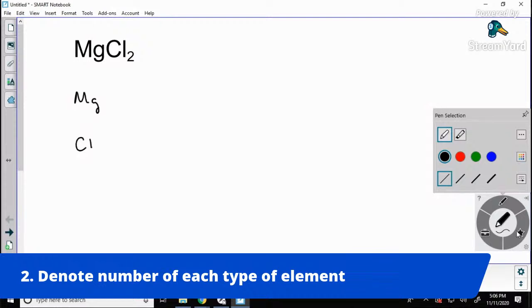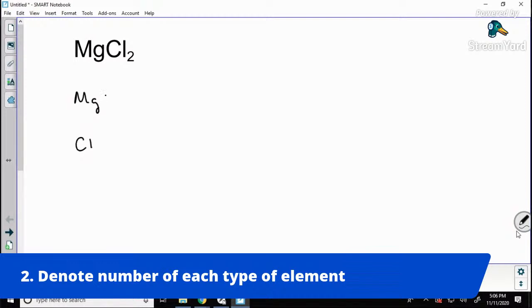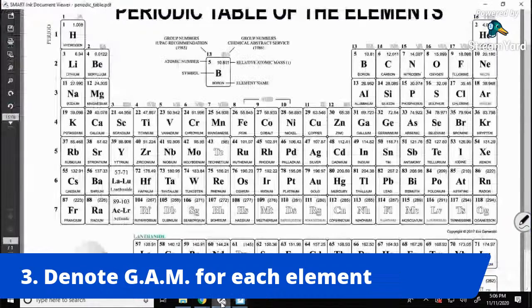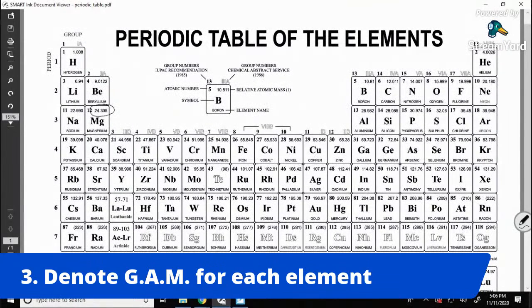The next thing I want to do again is denote the number of each type. So magnesium with that unwritten subscript of 1 tells me I have 1 magnesium. Chlorine with the subscript of 2 tells me 2 chlorines. So I've denoted each type. The next thing I'm going to want to do is denote the gram atomic mass for each element. Again, that's going to come from our periodic table. So for magnesium, I see 24.305. For chlorine, 35.45.